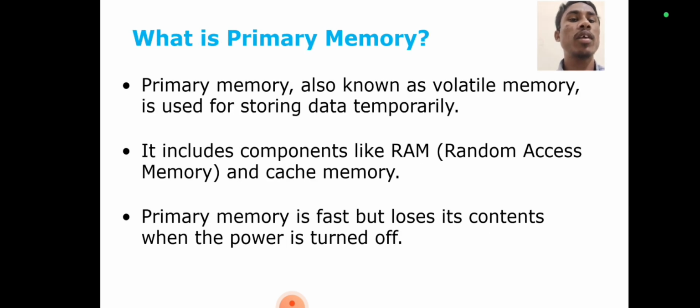And what is primary memory? Primary memory is a volatile memory used for storing data temporarily. What is meant by volatile here? Volatile is nothing but it stores data temporarily. If you switch off the computer, the data will be erased. It includes components like RAM, ROM and cache memory. Primary memory is fast, but it loses its contents when power is turned off. This is what we discussed.